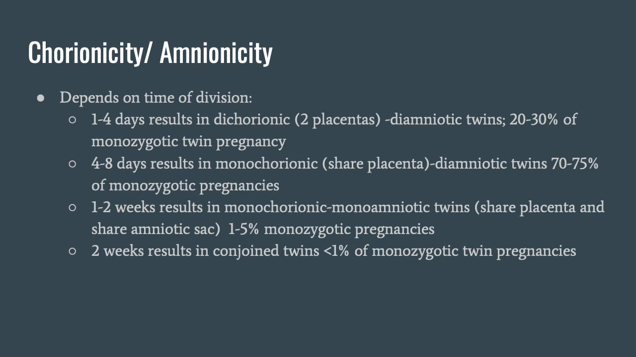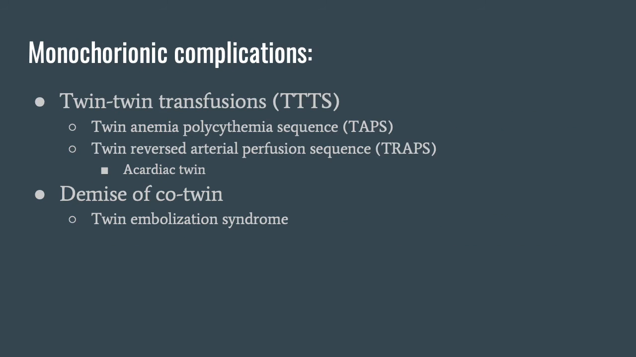If division occurs within 1 to 2 weeks, it results in monochorionic, monoamniotic twins, where they share a placenta and share an amniotic sac. If division occurs after 2 weeks, it results in conjoined twins. And this is less than 1% of monozygotic twin pregnancies.